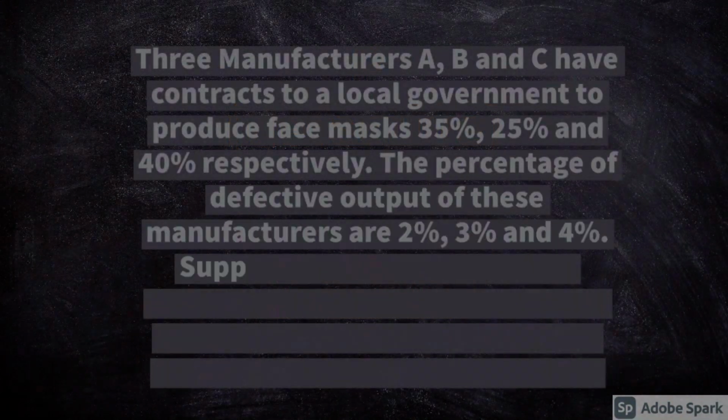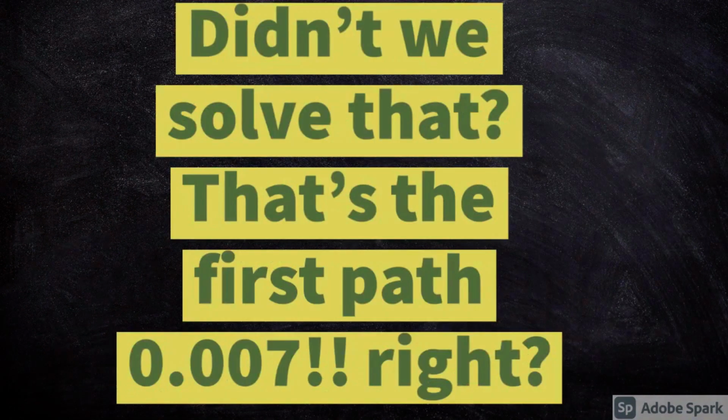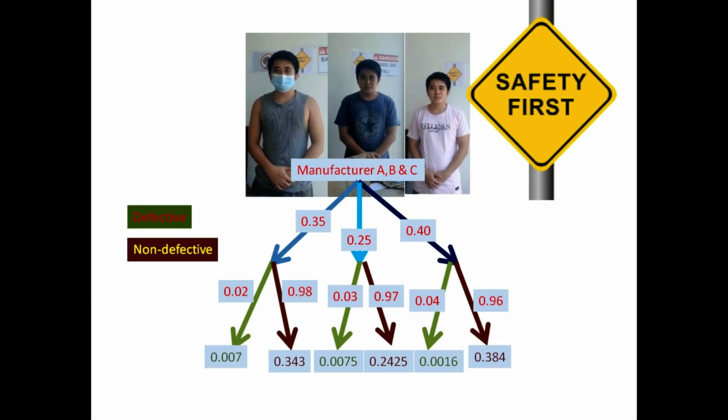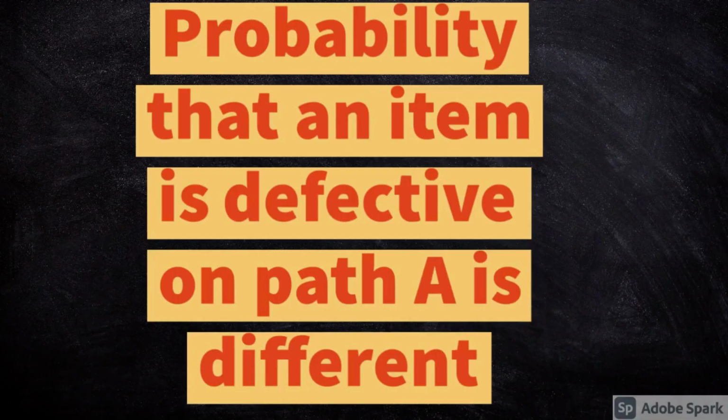So, the same given but a different question. Suppose an item is selected at random and found to be defective. Find the probability that the item was produced by manufacturer A. You can solve that. What's the first part? 0.007, right? If your answer is 0.007, you are wrong.